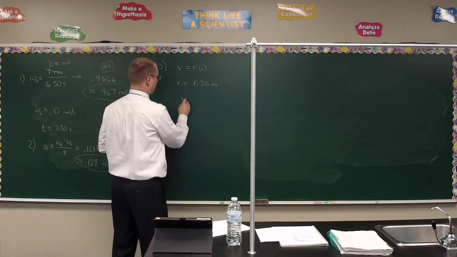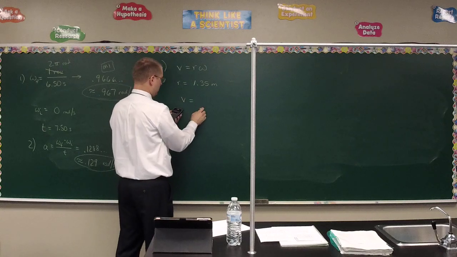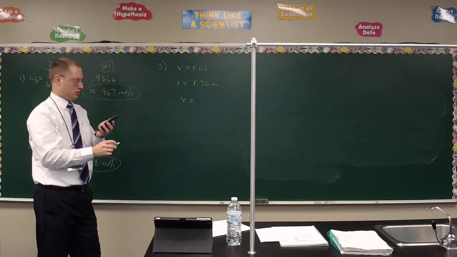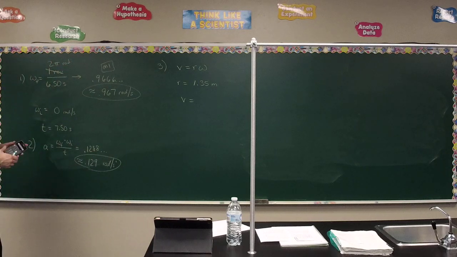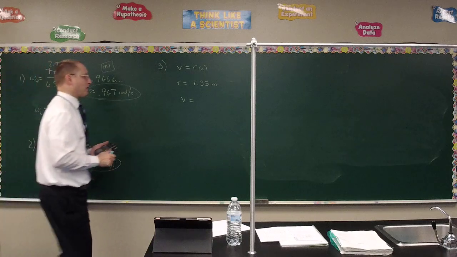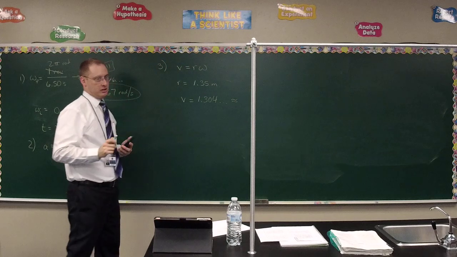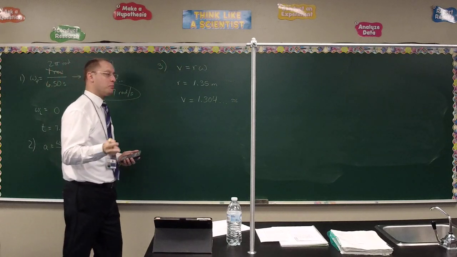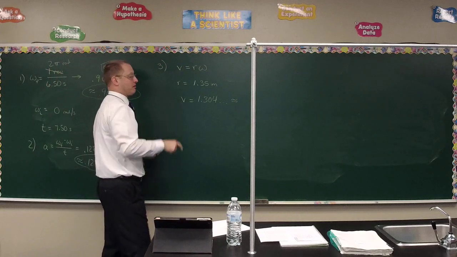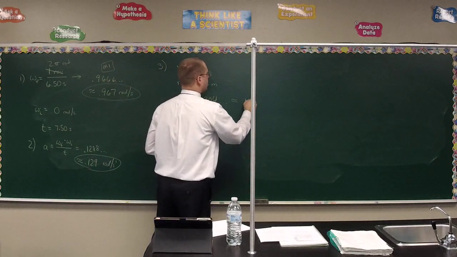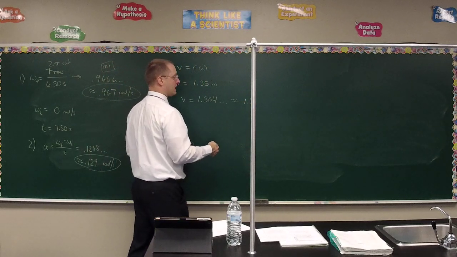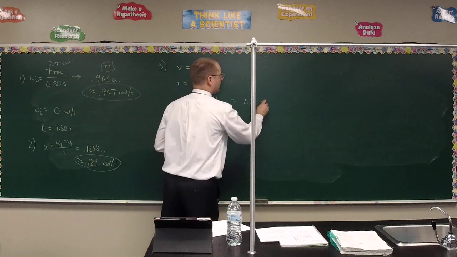And how fast is the boy going? The memory value should be 0.9666 times 1.35. That's 1.30, and so on. Now, how many sig figs am I allowed? 2, because the 2.7 was used to get the 1.35. So we're going to say 1.3 meters per second.